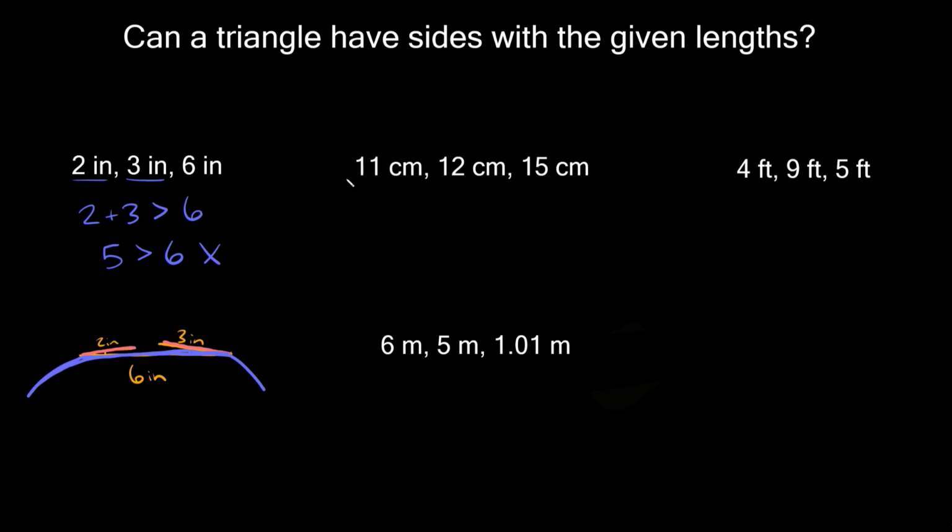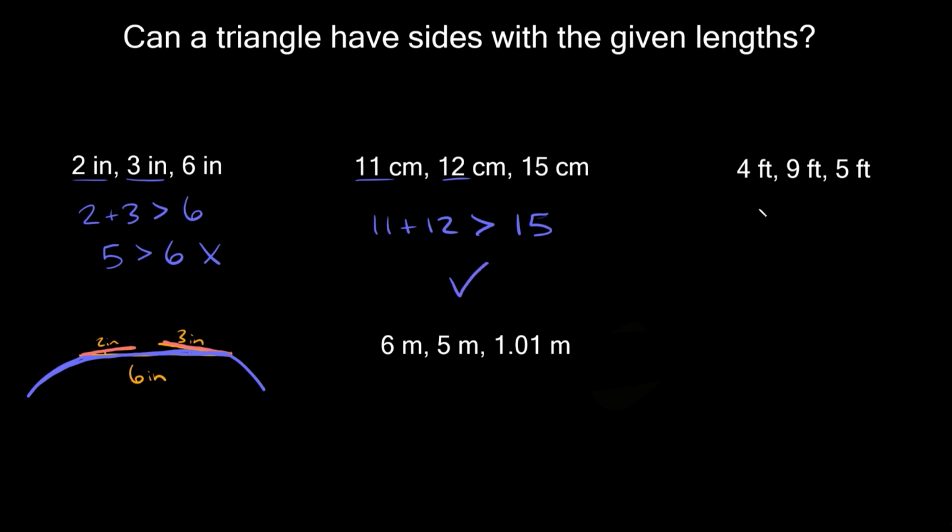Okay, so that's why the 2 shorter sides have to add up to something that's longer than the longest side. All right, what about the next one? So 11, 12, and 15 centimeters. So the 2 shorter sides, 11 and 12, right? So 11 plus 12 is bigger than the longest side, which is 15, right? So then this totally works. We can totally make a triangle out of these 3 lengths.